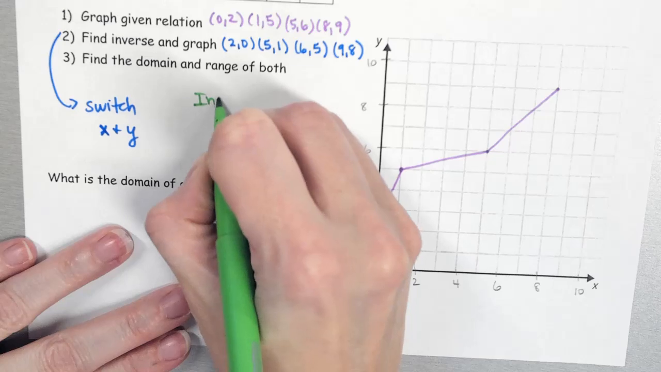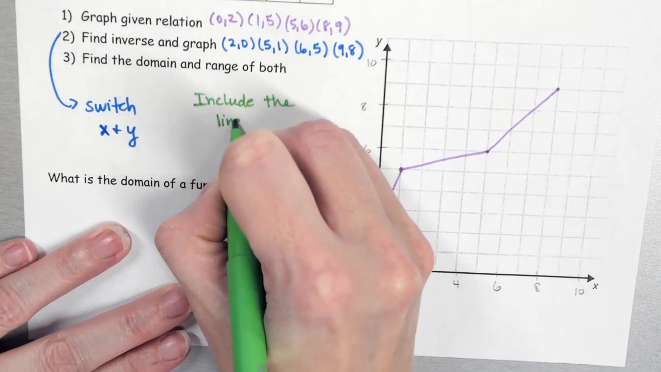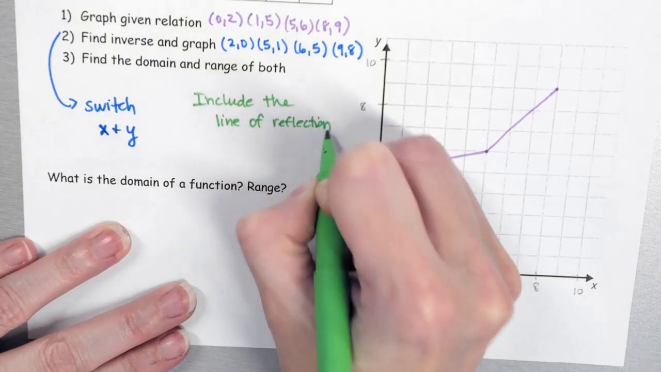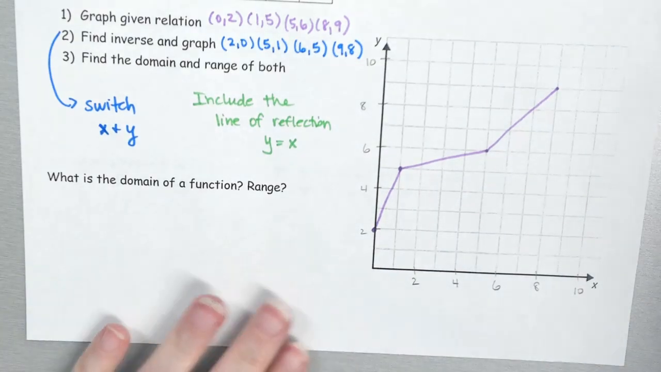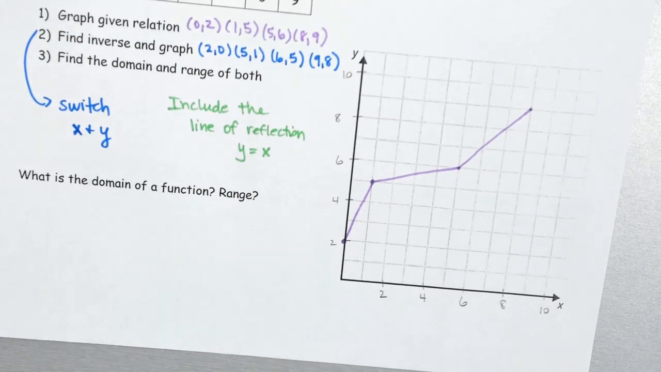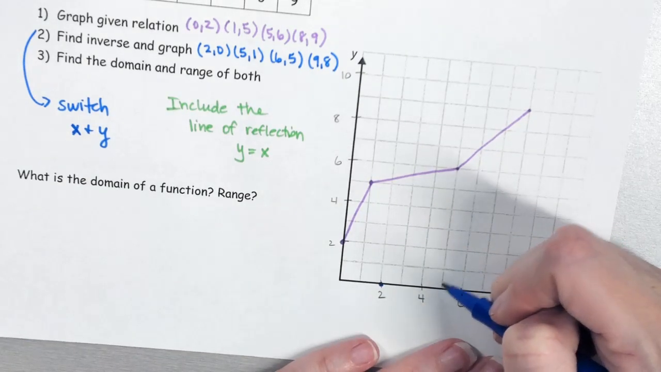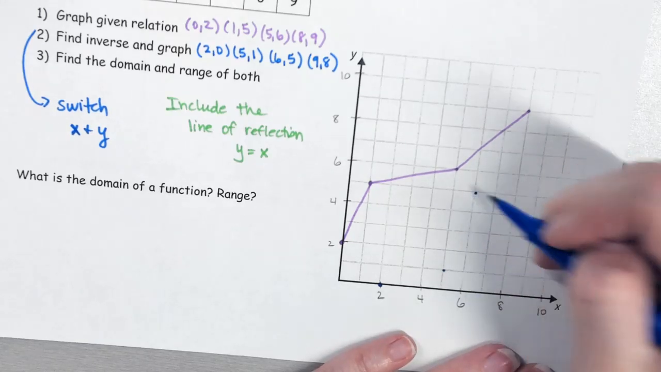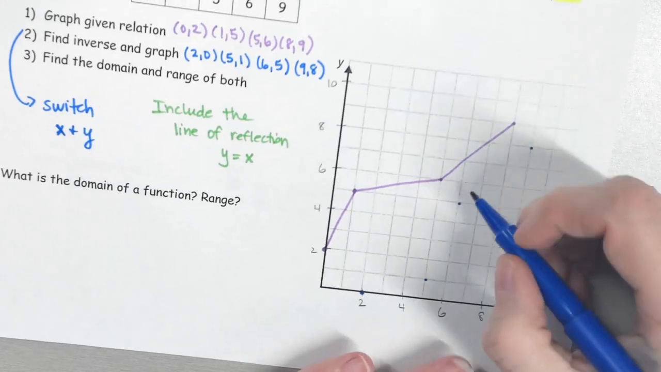Okay, anytime we're graphing the inverses, we're going to include the line of reflection. And that line of reflection stays the same every single time. It's just the line y equals x. Okay, so I have (2, 0), I have (5, 1), (6, 5), (9, 8).